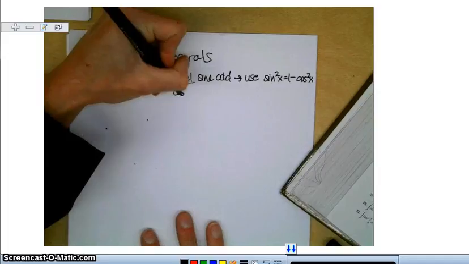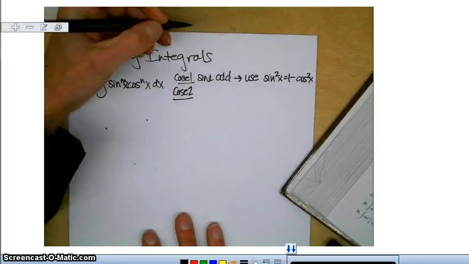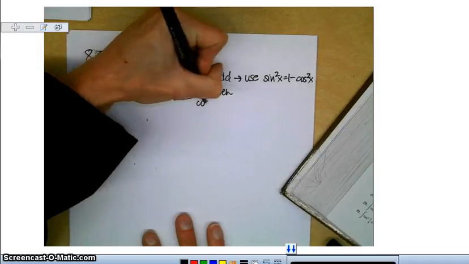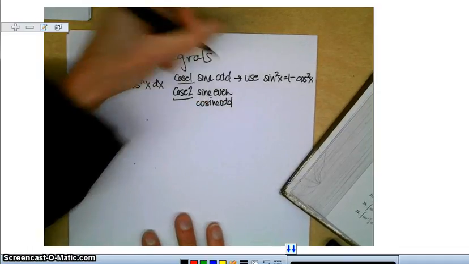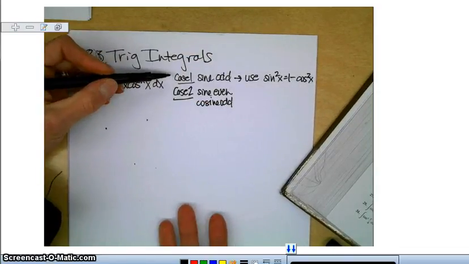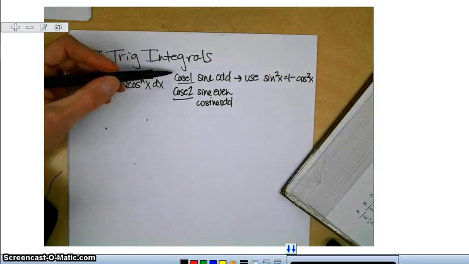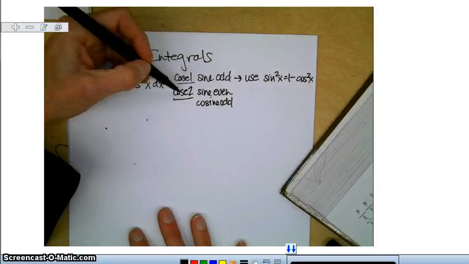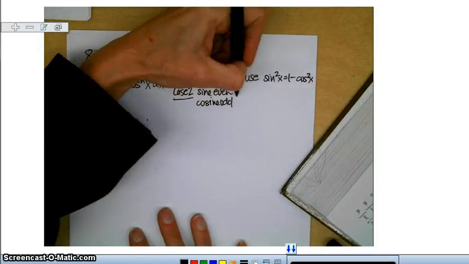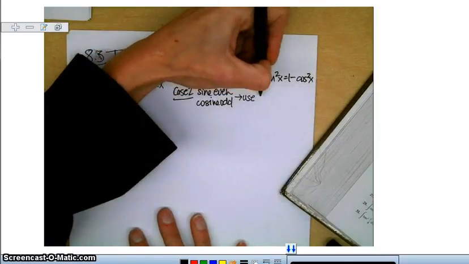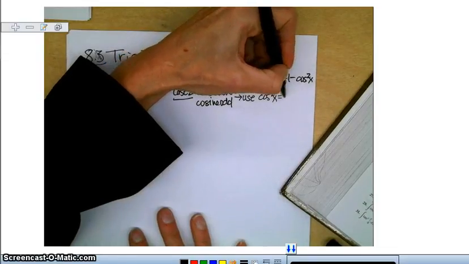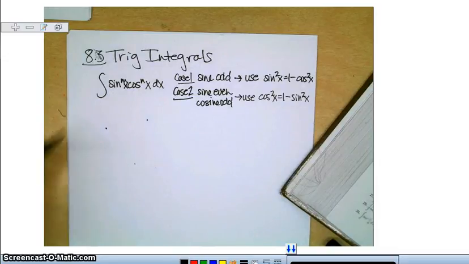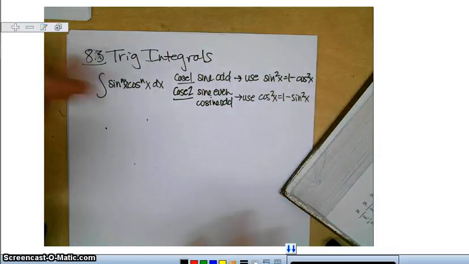So case number 2, the sine power is even, and the cosine is odd. In case 1, the sine is odd, and it really doesn't matter what the cosine is, or even if you have a cosine power. In case 2, if the sine is even and the cosine is odd, you're going to use cosine squared of x equals 1 minus sine squared of x to replace one or more of the cosine squareds, and then see what happens there.